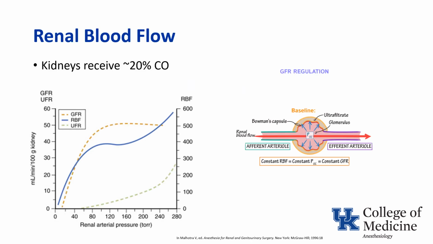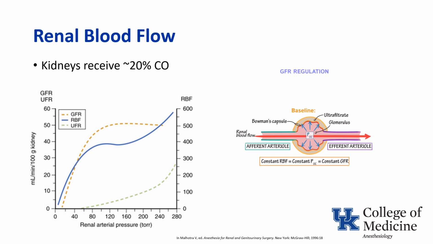To start out with, the kidneys receive about 20% of the cardiac output delivered from the heart, despite the fact that they contribute less than 1% of our total body weight, right? The renal blood flow is typically maintained due to autoregulation, so it's maintained across a wide variety of arterial pressures. GFR is also maintained across a wide variety of pressures, right? GFR is your glomerular filtration rate, and it's roughly about 125 milliliters per minute.